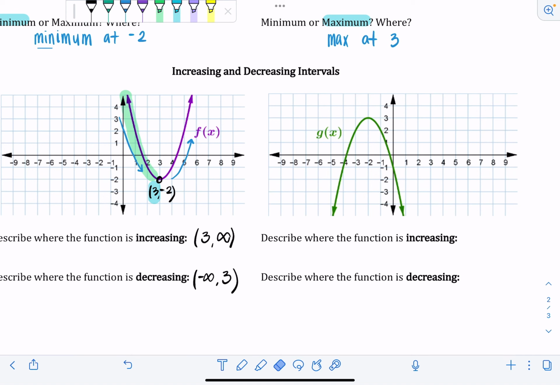Okay, this would be a really good time to pause and test yourself and see if you can do this next example on your own, and then just play the video to check your answers. Play it once you're ready.